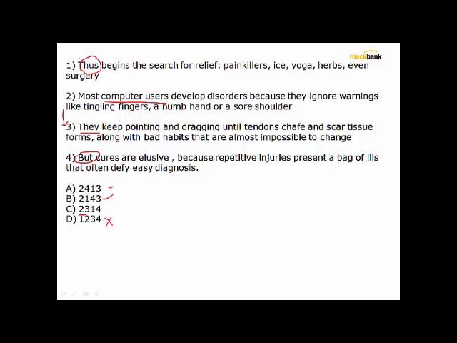So when do you search for relief? When you start facing some problem, right? So where is the problem listed? The problem is listed in this statement. So my statement number 3 will anyway be before statement number 1. Okay, so when I get this, I can straight away cut down on this option. I am only and only left with this option.